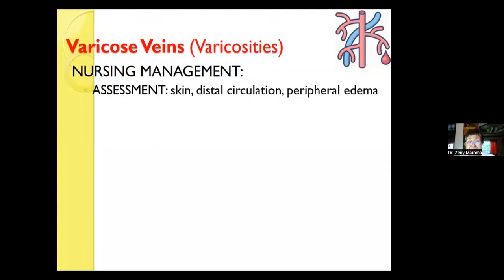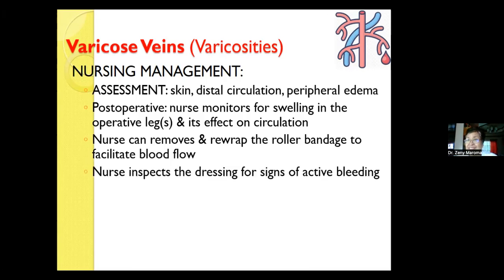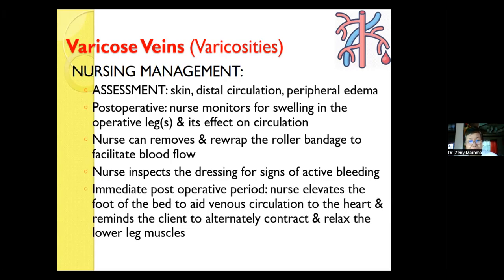Nursing management. Assess the skin, distal circulation, and peripheral edema. Post-operatively, the nurse monitors for swelling of the operative leg and its effect on circulation. The nurse can remove and rewrap the roller bandage to facilitate blood flow. The nurse inspects the dressings for signs of active bleeding in the immediate post-op period.